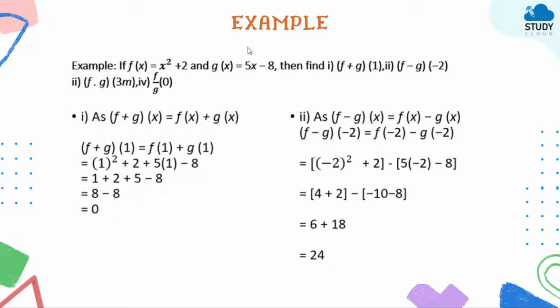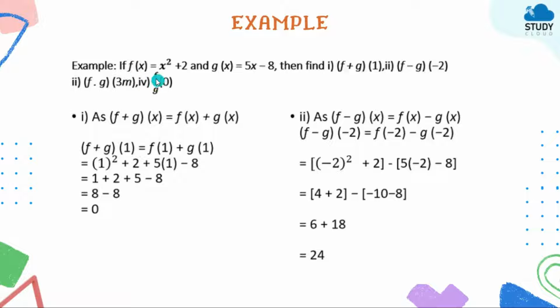Coming to the examples now. These are going to be the most important examples, so that you can understand the theory that we have earlier seen. Here first we'll see the algebra of functions, which is addition, subtraction, multiplication and division. Let us go through this example first.